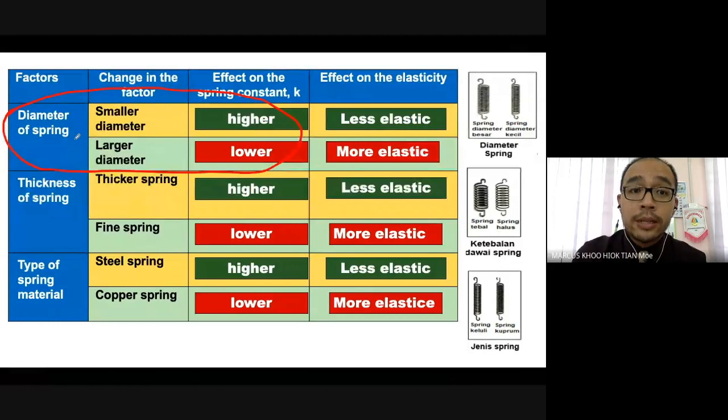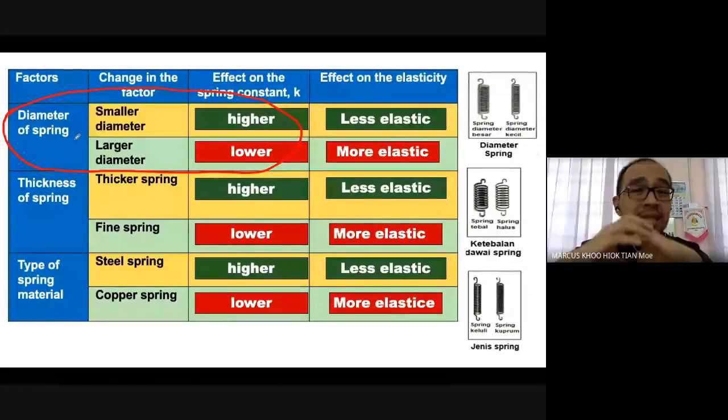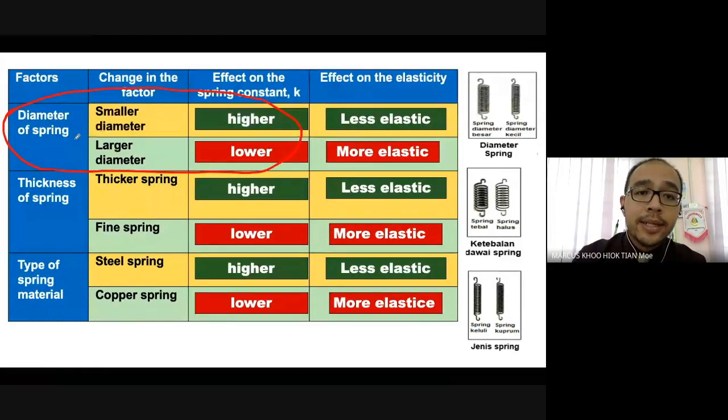Okay, it is more stiff lah. Okay, the diameter of the spring is very big, so it's very easy to extend the spring. Okay, so this is something I want you to take notice of, because this is one of those things that a lot of students will get wrong.